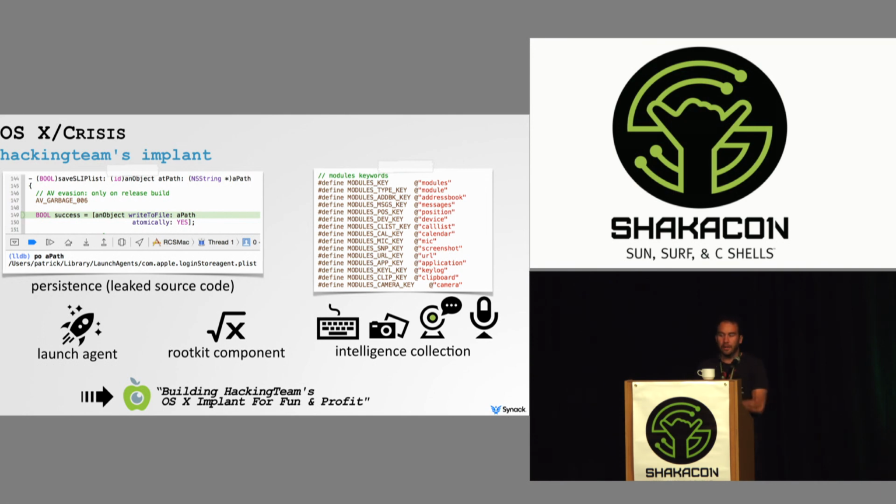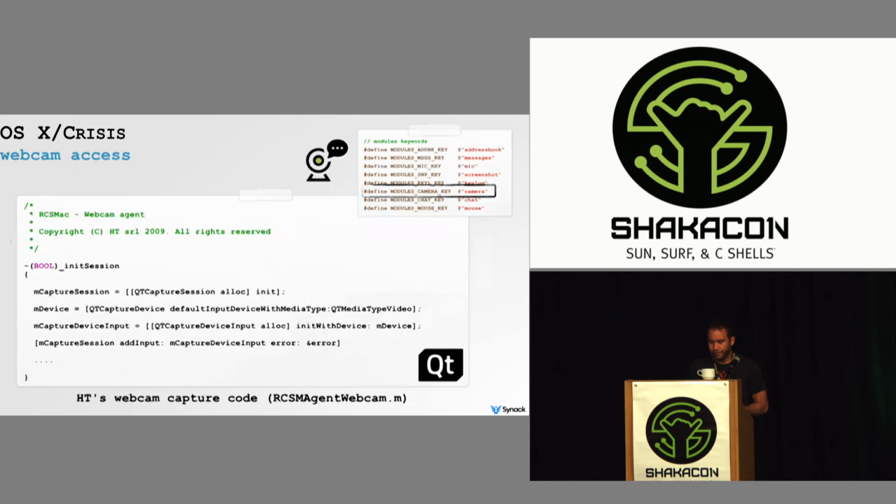So we can build it. I wrote a blog how to do that if you want to play around. Makes it very easy to analyze. So for example, we can see it persists as a launch agent, has a rootkit component, and most interestingly, it has a whole bunch of different modules that allow it to capture all sorts of interesting stuff. So it can pull stuff off the clipboard, it can access files, calendar data, Skype stuff, and of course webcam and microphone data. So here you can see the code responsible for accessing the webcam.